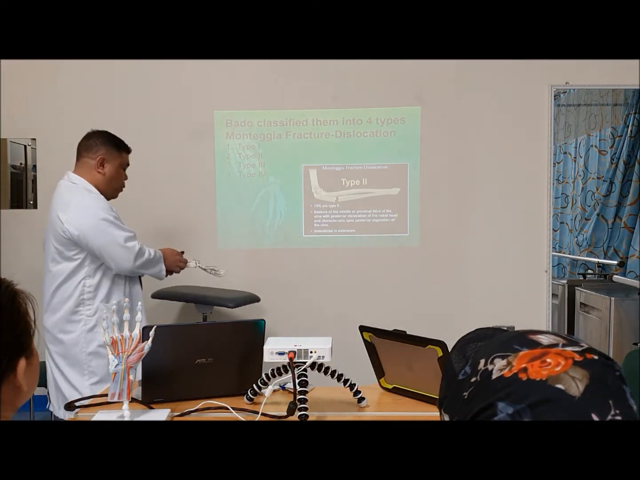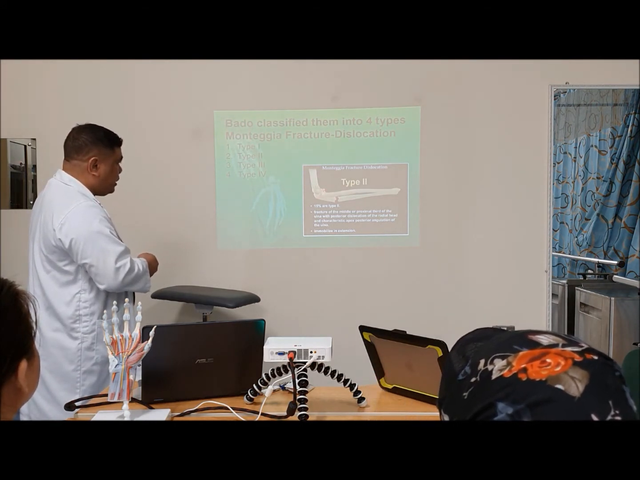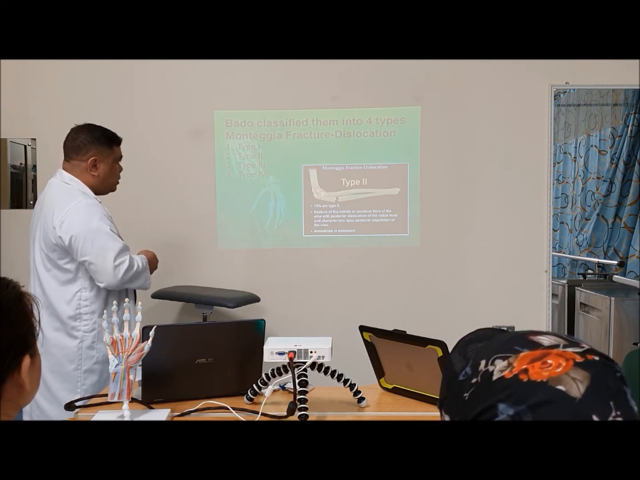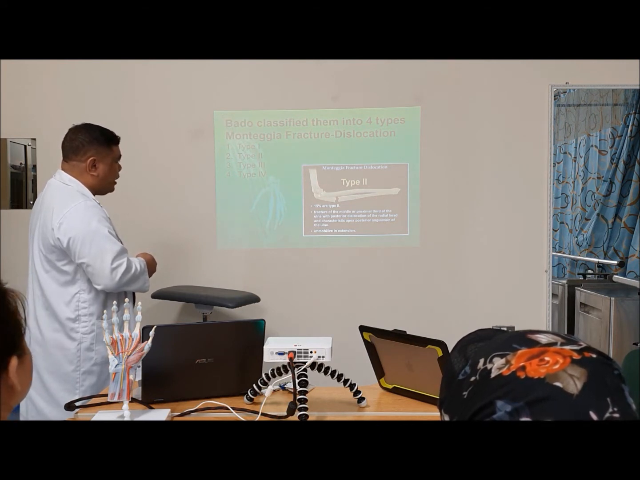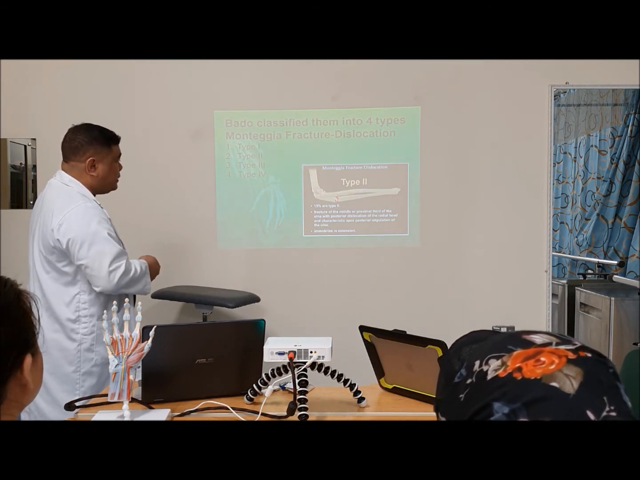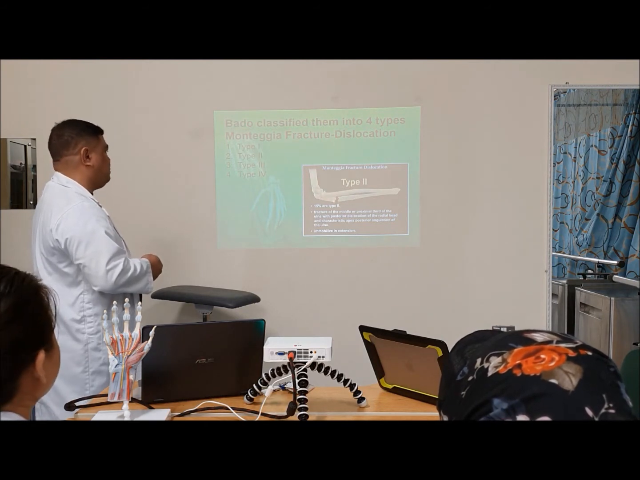So in type 1, as you can see, the radius dislocated dorsally. Now in type 2, the radius dislocated dorsally. Type 1 is the radius dislocated volarly. And the same fracture, the ulna, and it's the less 15% only.